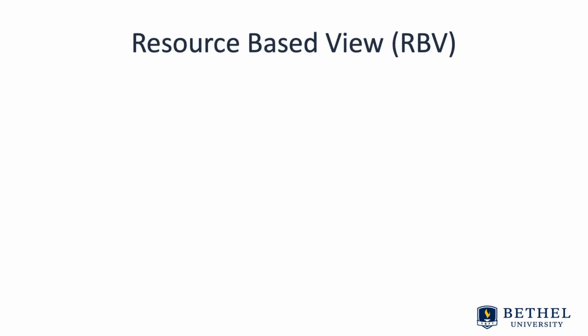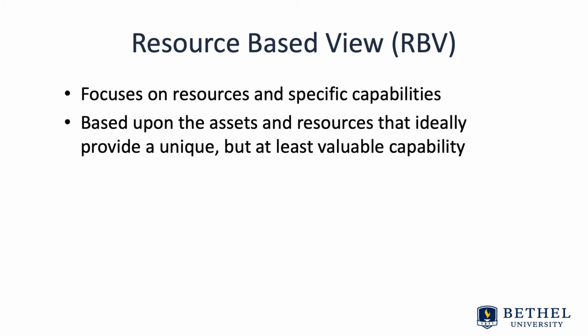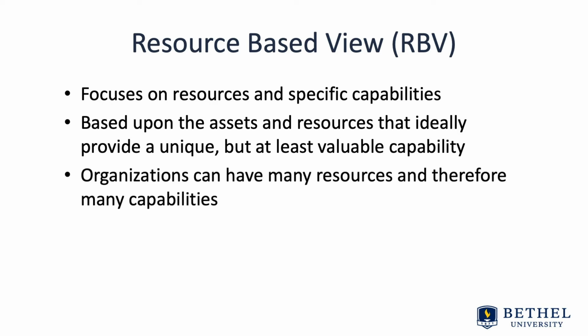The resource-based view, or RBV, gives less initial attention to the external environment and focuses instead on resources and specific capabilities. One strategy is based upon the assets and resources that ideally provide a unique but at least valuable capability. In our restaurant scenario, we might know how to make pizzas, have a secret sauce that we created based upon some unique combination of ingredients or newly discovered blending process. Organizations can have many resources and therefore many capabilities.